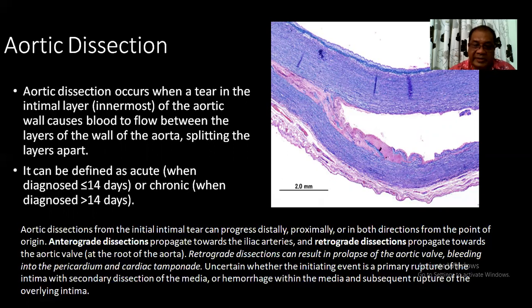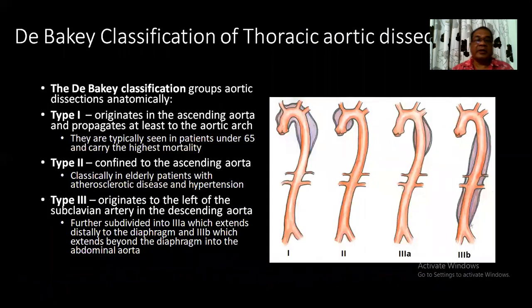but there is uncertainty whether the initiating event is a primary rupture of the intima with secondary dissection of the media, or a hemorrhage within the media with subsequent rupture of the overlying intima. There is controversy about that, but the mechanism is the same.